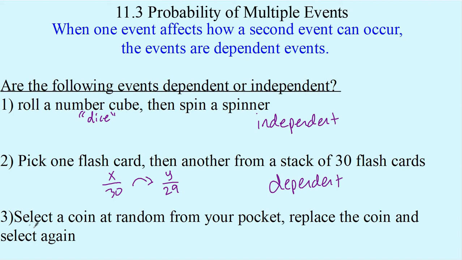What about number 3? If we select a coin at random from our pocket, and then we replace the coin and then select again, then each time we select from our pocket has the same items in it. So since we replace it, that would be independent.